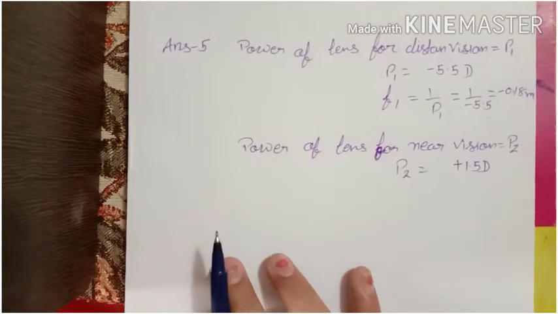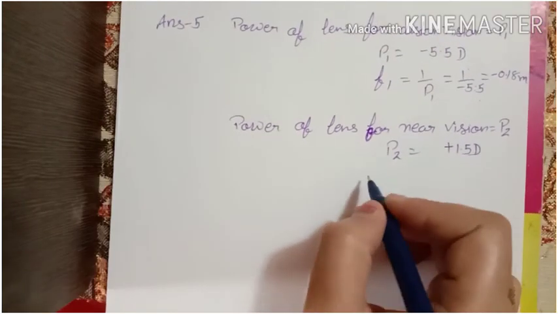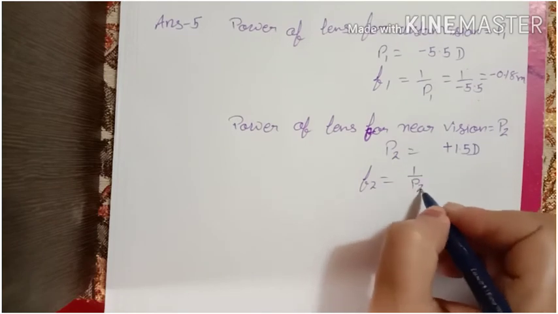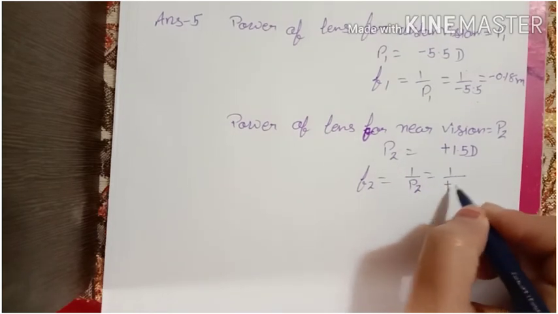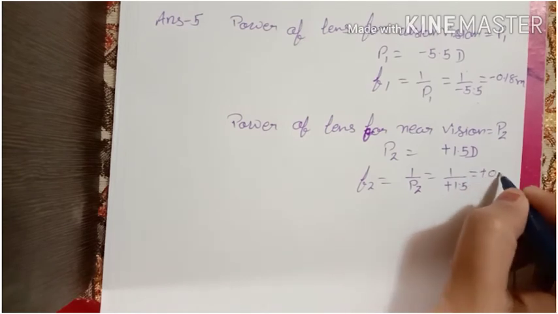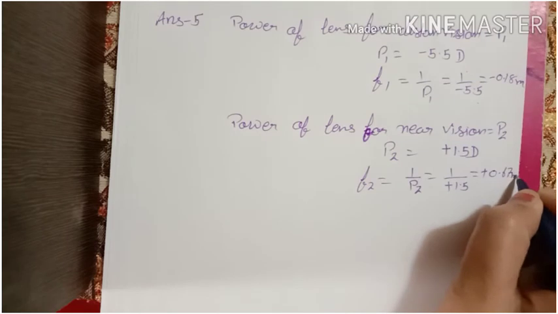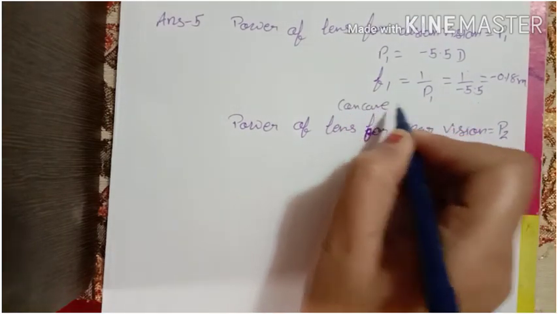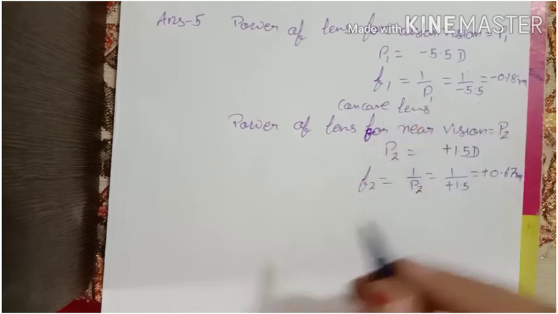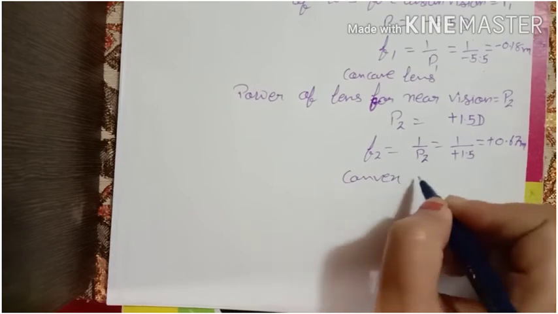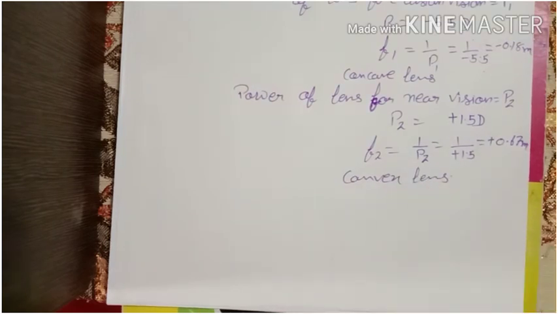Now for the near vision, focal length F2 we consider, and F2 is also equal to 1 upon P2, and this will be equal to 1 upon plus 1.5. This will be equal to positive 0.67 meter. Here we will use the concave lens and here we will use convex lens. Right? So now question number 6.